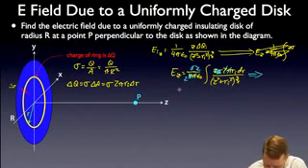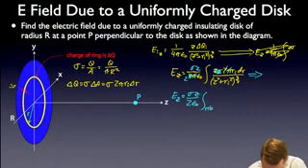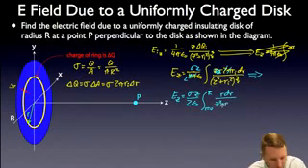So this integral then is going to be Ez equals sigma z over 2 epsilon naught, integral from r equals 0 to capital R, the entire radius of our disk, of, well, what do we have left? r dr over z squared plus r squared to the 3 halves.